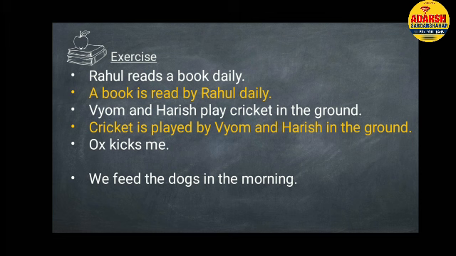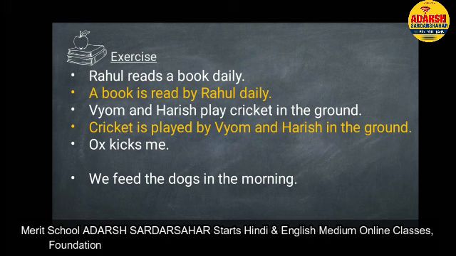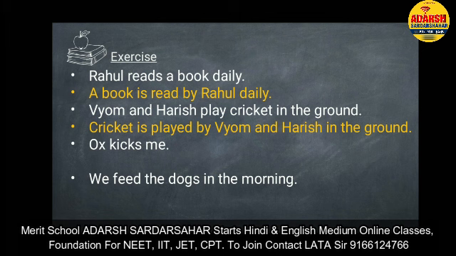Now, what we did here, we followed our 5 steps. First is identify subject, verb and object. Second, swap subject and object. Third, use past participle. Fourth, put by before subject. And fifth, add helping verb before our main verb. So, we put the main verb according to our tense. So, the passive of the second example is: cricket is played by Vyom and Harish in the ground.